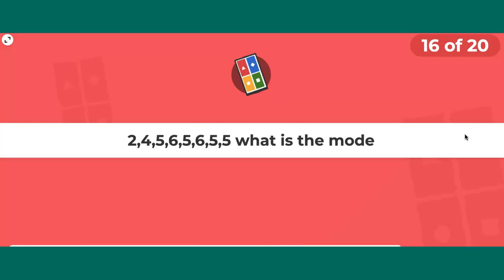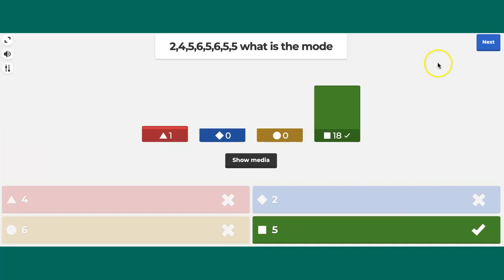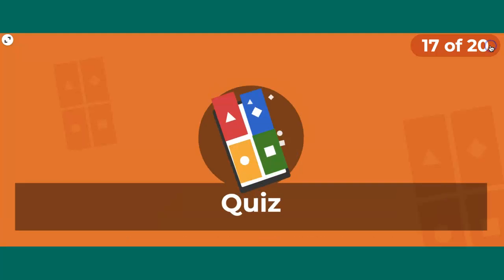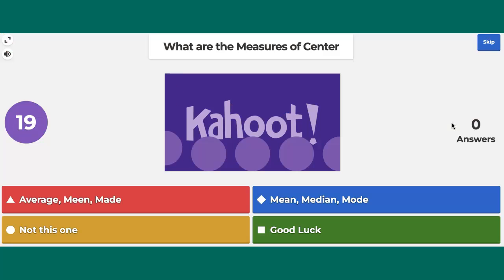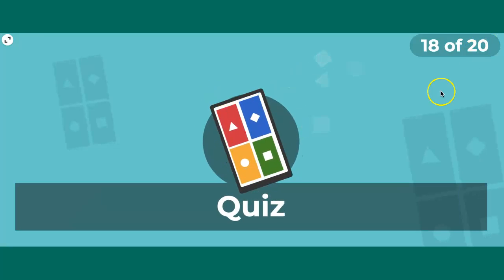Four more questions. What's the mode? What's the mode of 2, 4, 5, 6, 5, 6, 5, 5? All right, everybody got it right except for one straight. Aiden, you kicking hand next. What is the measure of center? Average, mean, median, mode. Good luck. And mode. Next.